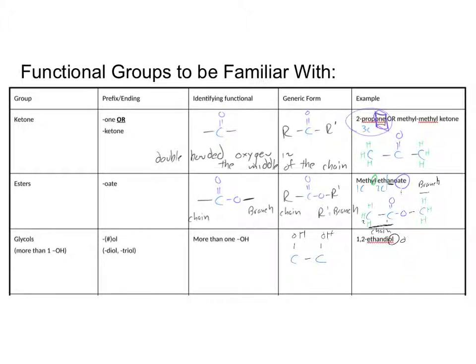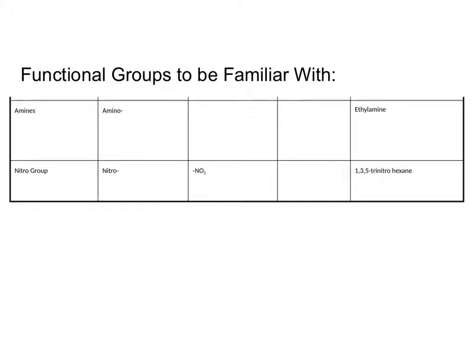The OL is OH. The di tells me there's 2 of them. The AN tells me it's all single bonds. The Eth tells me it's a 2-carbon long chain. Now, the 1 and the 2 tell me where on the chain the OHs are. So I'm going to draw my structure. Carbon, single bonded. I'm going to number it 1, 2. Then I'm going to add an OH here and an OH here, and then go back and add hydrogens. And that's it.